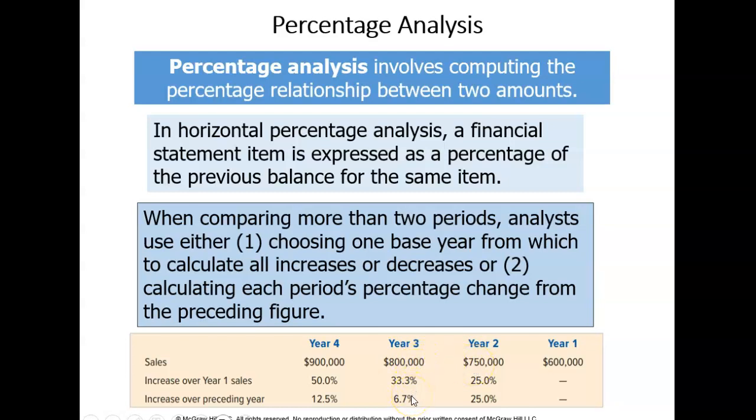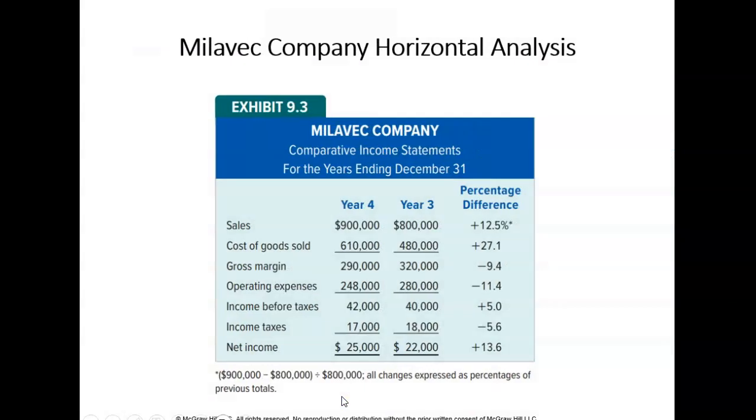You're now taking that, and I should have told you, get your calculator. You're now taking 50,000, dividing that by $750,000. Therefore, from year two to year three, your sales increased by 6.7%. Okay. And then we'll do the same thing here. We're comparing year three sales to year four sales. $100,000 increase. Sales from year three to year four increased by 12.5%.